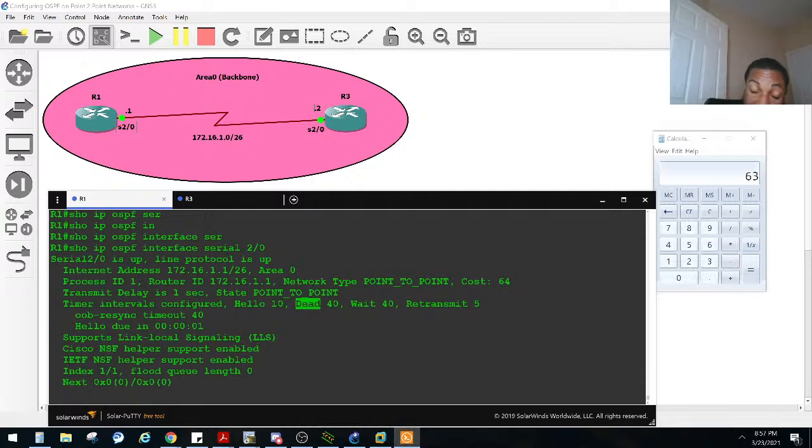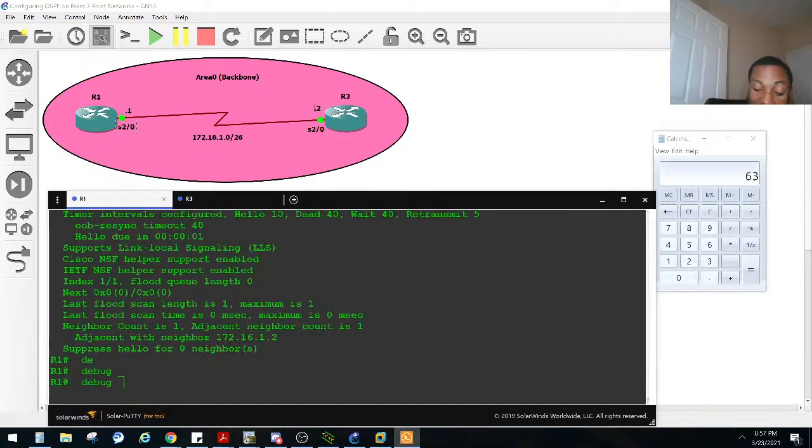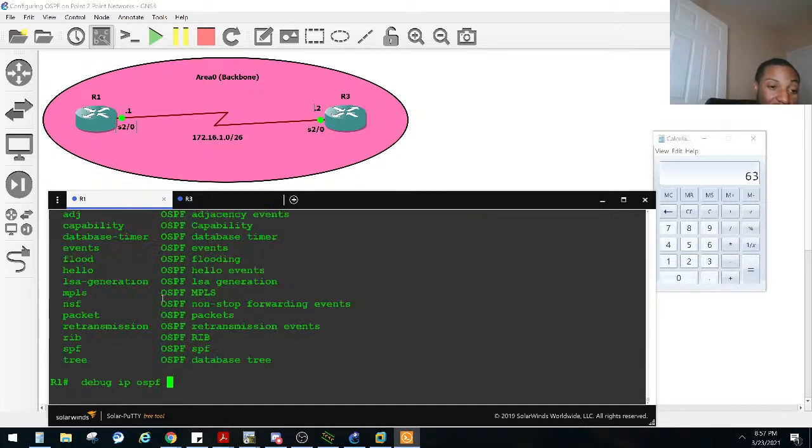I believe it actually tears down the neighborship, if I'm not mistaken. I don't remember. Or is that EIGRP? Yeah, EIGRP actually gives you goodbye messages. Like he actually says goodbye. It's crazy. But anyways, debug, I want to say ip ospf is the command we're looking for.